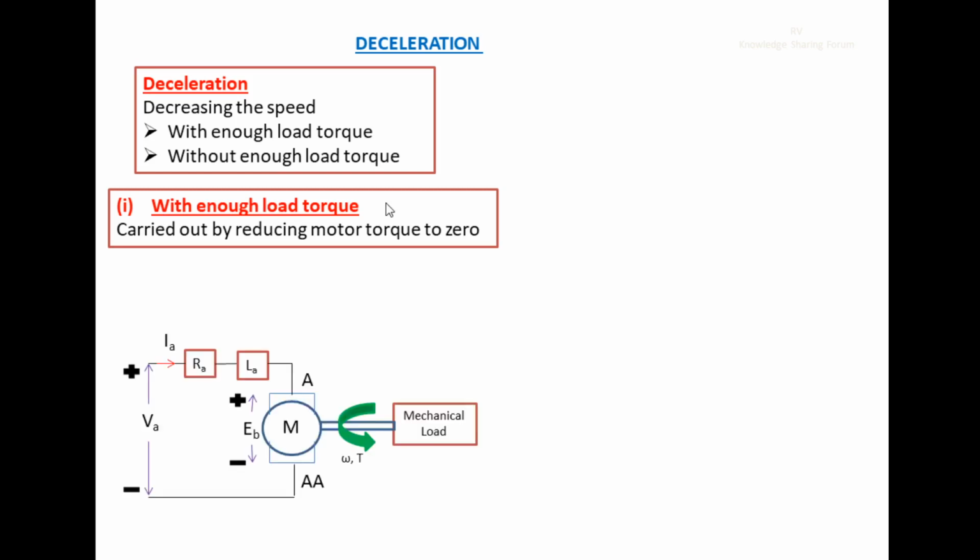See here, there is an electric motor drive. This motor drive is connected to a mechanical load where it has enough mechanical load torque. That means the magnitude of the load torque is very high. Here, our aim is to decrease the speed of this electric motor drive, which is nothing but deceleration. So, how can we reduce the speed of this motor drive?